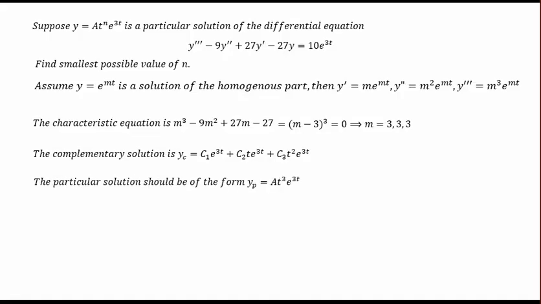Now when you're looking for the particular solution, we must have yp equals a t to the 3 e to the 3t, because we have t squared in the complementary solution. So we take the next step, a t cubed e to the 3t. The smallest possible value of n is then 3 in this case.